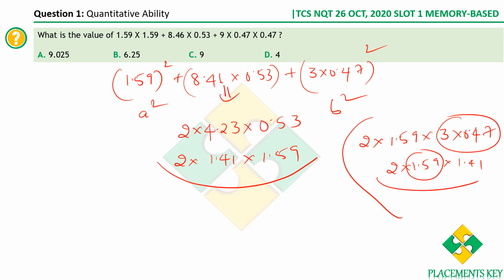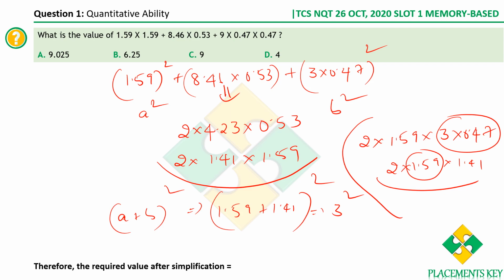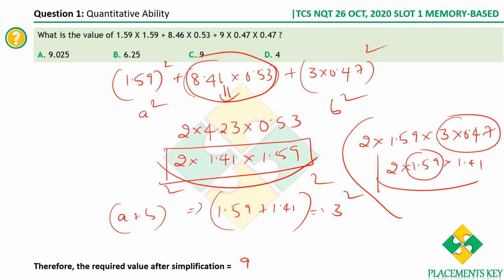So therefore this is of the form what? A square plus 2 into a into b plus b square. So this is of the form a plus b whole square, which is 1.59 plus 1.41 whole square, which is 3 square, which is 9. Is it clear? We are just checking whether this is of the form 2ab or not. And yes, we have concluded. See, this and this are same. Therefore, we can say that it's of the form a square plus 2ab plus b square. Therefore, it is a plus b whole square, 3 square, that is 9.